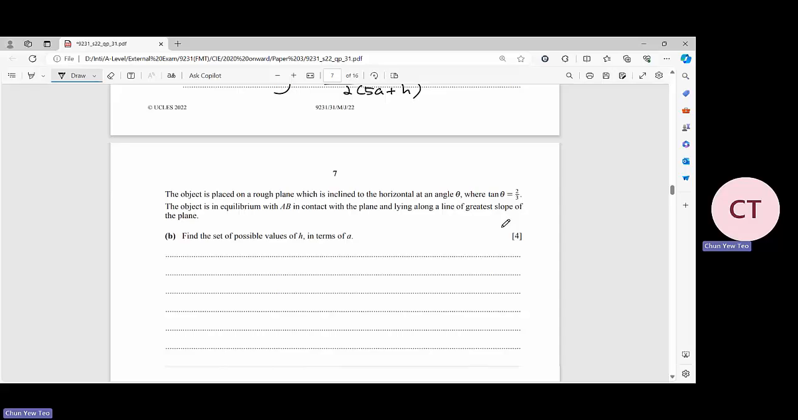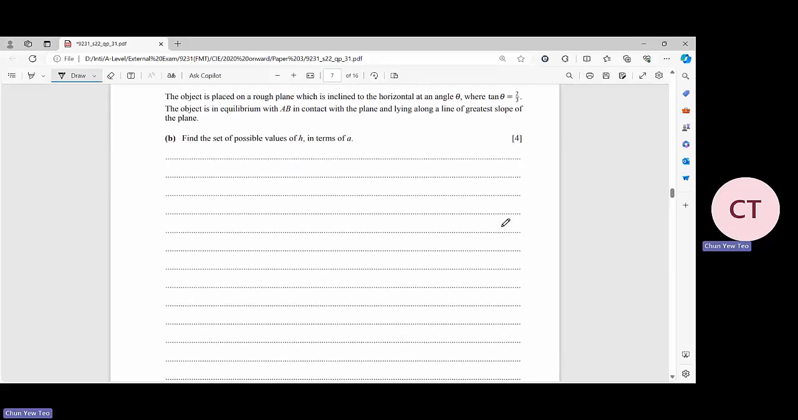Now part B, we have this object placed on the rough plane which is inclined to the horizontal at an angle theta, where tangent theta is 2 over 3. The object is in equilibrium with AB in contact with the plane and lying on a line of greatest slope of the plane. Find the set of possible values of H in terms of A. So you are resting on an inclined plane, something like that. Okay, you're resting on that.